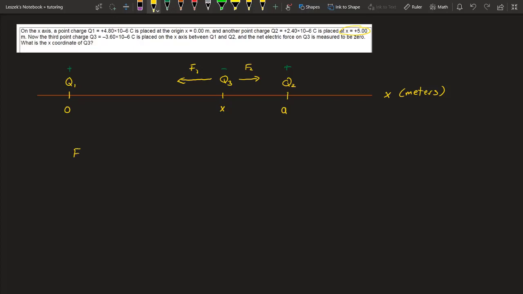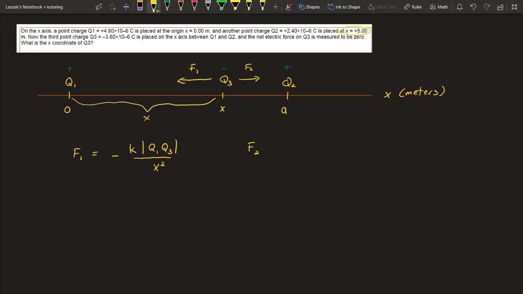So force 1 is a constant k times the absolute value of the product of the two charges, q1 and q3, divided by their separation distance squared. That distance is x. Also, we indicate that force is to the left with a negative sign. And that's sufficient to indicate direction in a one-dimensional problem like this.